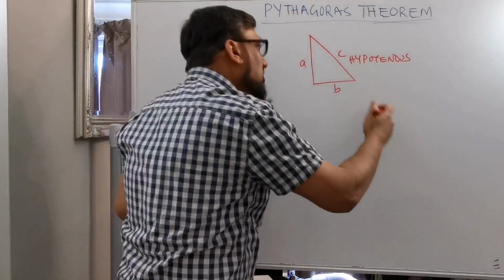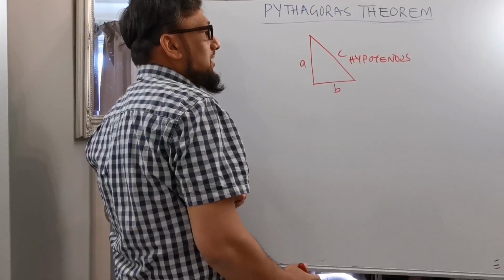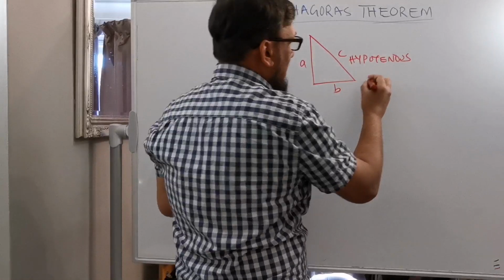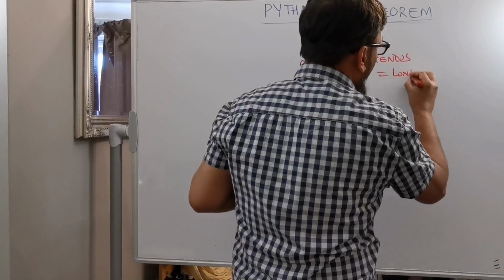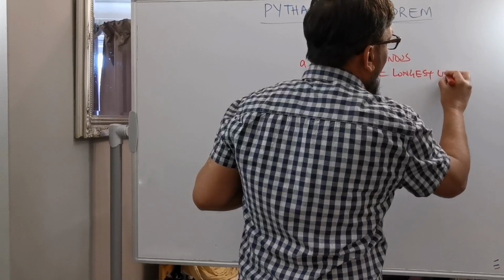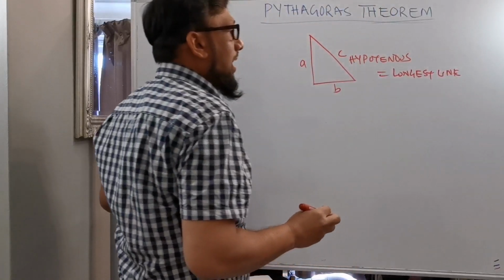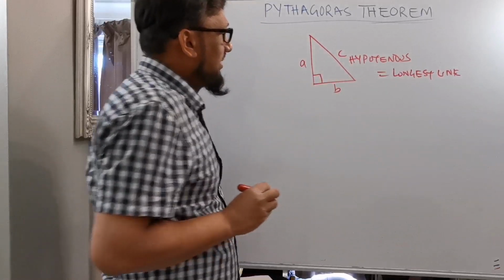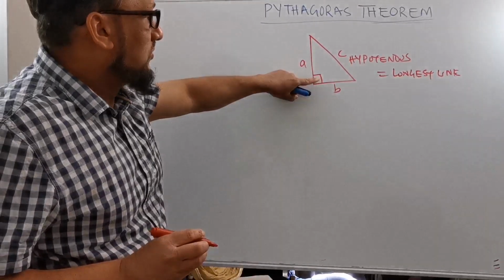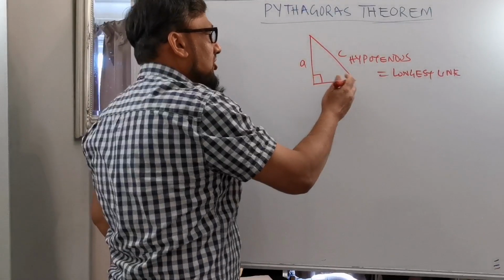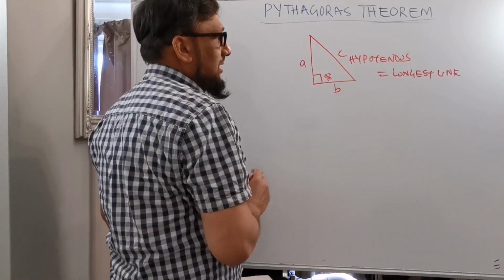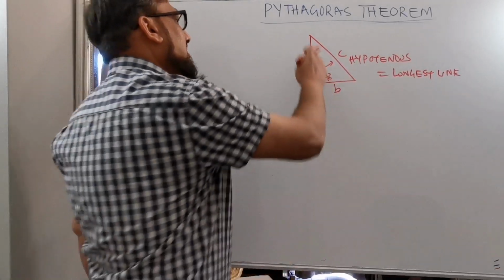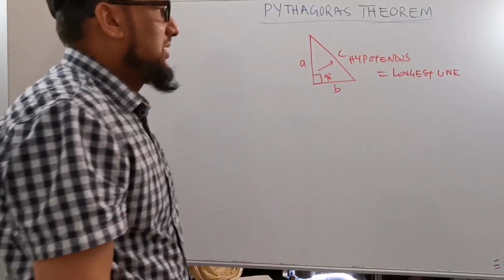So how do we know that this line is the hypotenuse? The hypotenuse is the longest line or distance. The second thing we can check is the angle: the right angle triangle has a 90 degree angle, and the side opposite the 90 degree angle is called the hypotenuse.